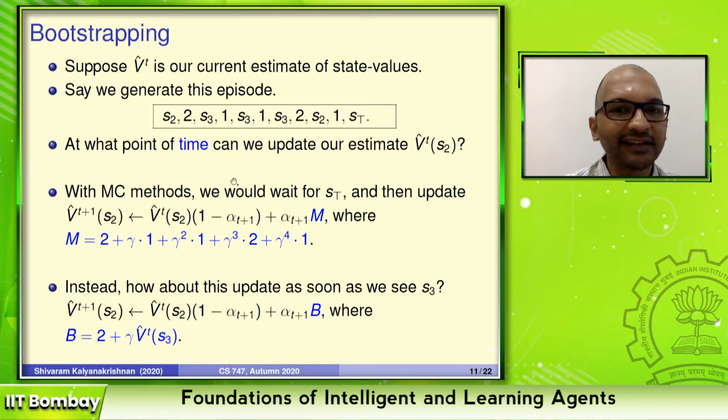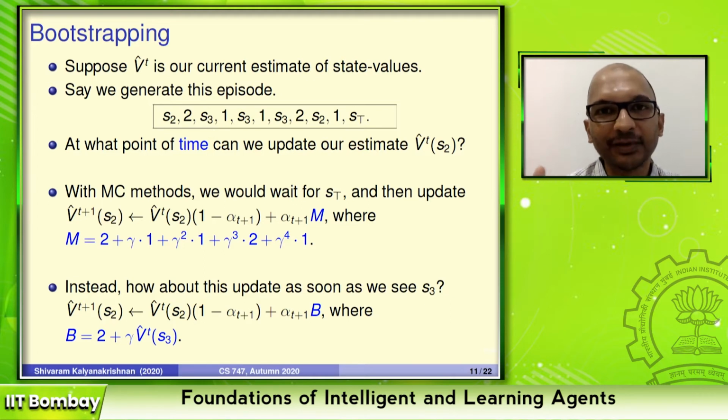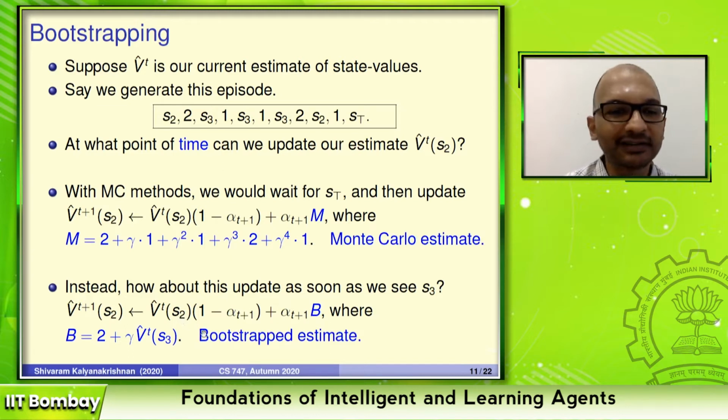So how is this update going to look? You're going to say that having reached S3, my new target, or new estimate of the value of S2, or one sort of instance of that, is 2 plus gamma times value of S3, value being my currently estimated value. So that goes as B, and alpha times that plus 1 minus alpha times the current estimate becomes our updated estimate. The reason this is called B is because B is a bootstrap estimate. What we saw earlier was a Monte Carlo estimate. So why is it called a bootstrap estimate?